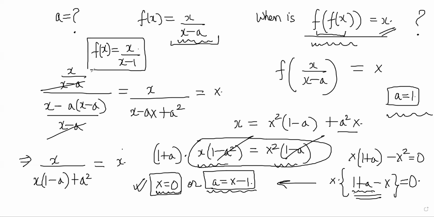You can check it out yourself. X by x minus 1. F of x would be x by x minus 1, minus 1. When you calculate this, x minus x plus 1. So you get a plus 1 here, and x minus 1 will cancel the x minus 1 up and down. It will end up becoming x only. So the value of a for which this function is its own inverse is a is equal to 1. Is that clear?